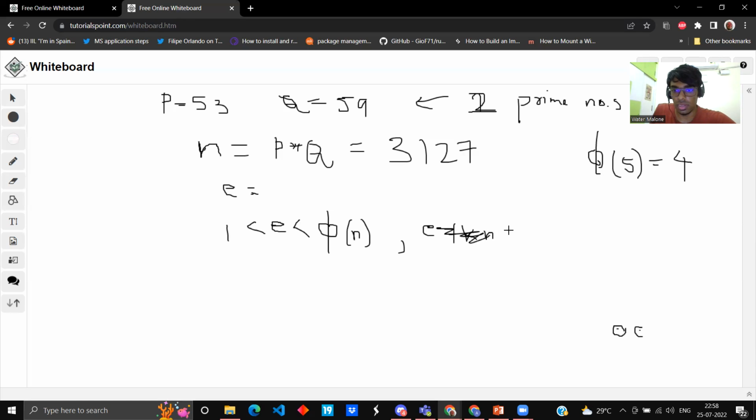Okay, no, this should be n is not equal to k of n, k into n. So yeah, this is one condition, and next it should be an integer. For the convenience of our problem, for understanding it easier, let us consider e as something very small. So let's say e is 3 now.